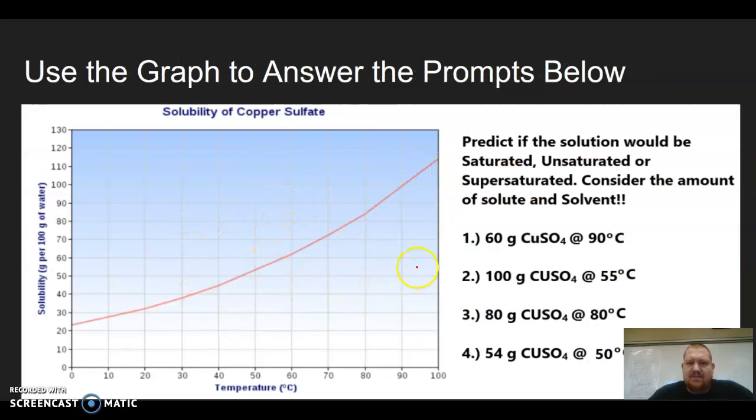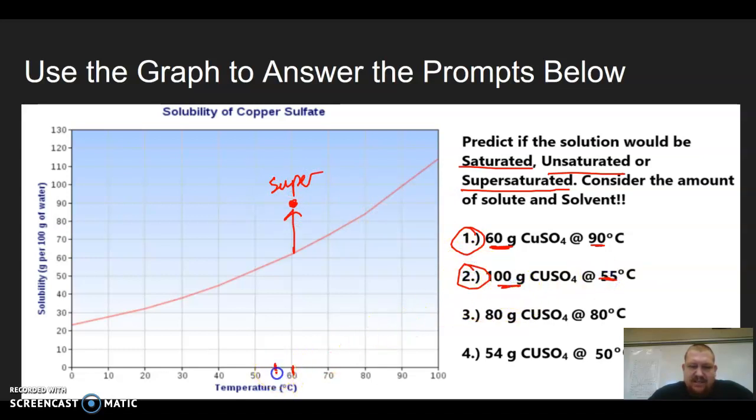All right, so we're going to work through a couple here. Looking at number 1, we're trying to figure out if it's saturated, unsaturated, or supersaturated. So 60 grams, 90 degrees Celsius. Where are we at? 90 degrees Celsius, right there. So this is above the line. This is super. Looking at 2, we got 100 grams, 55 degrees Celsius.